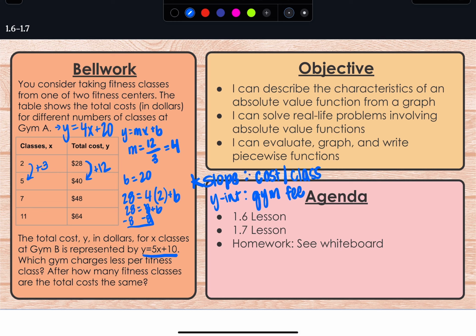All right, so when it asks which gym charges less per fitness class, I'm looking at the slope. So between gym A and gym B, gym A you pay $4, gym B you pay $5. So the answer to that question is gym A.